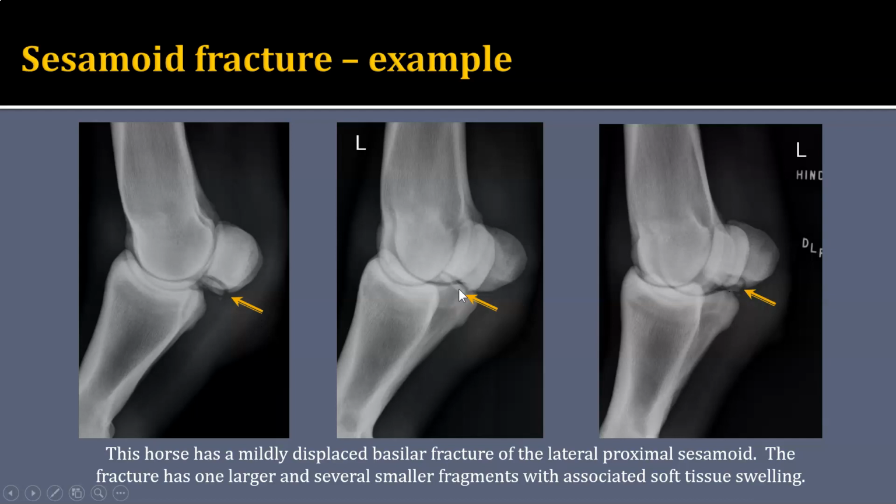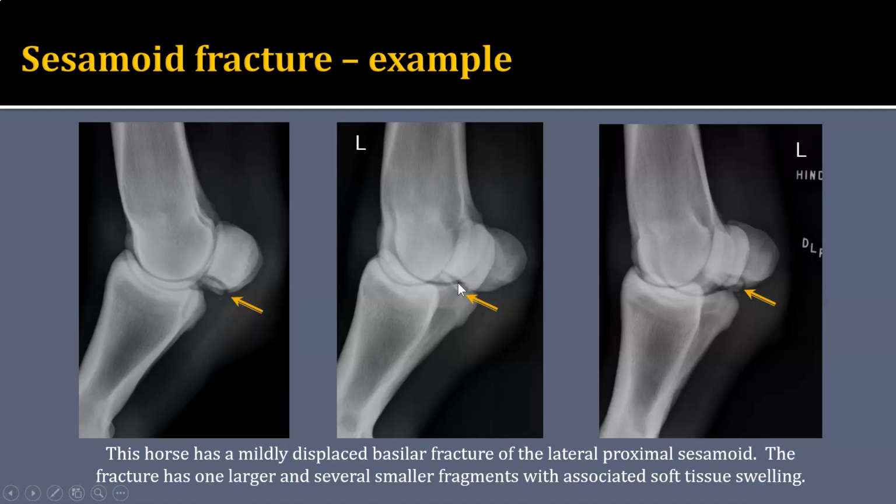On the two oblique views, we can see this fracture on both of them. Since this is labeled as dorsolateral, this will be palmar medial. So this is the medial proximal sesamoid and this is the lateral proximal sesamoid. And I can see that fracture here along the base of that lateral proximal sesamoid, which is a little bit more challenging to see on the oblique view that better shows us the lateral proximal sesamoid just because it's superimposed over the medial proximal sesamoid. But again, we can see that fracture and those little fragments.